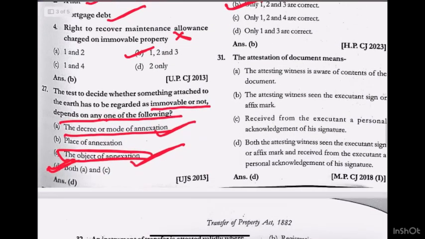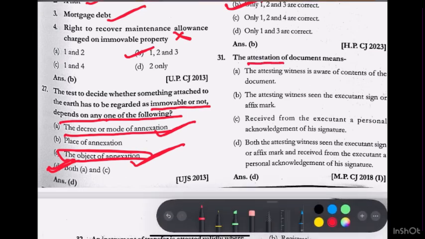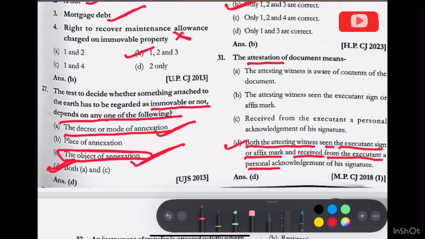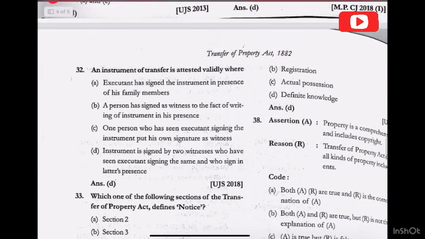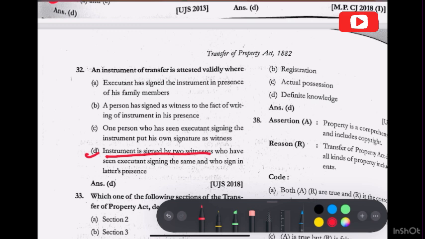Let's move on to question number 31. The attestation of a document means, the correct answer of this question is option D. Both the attesting witnesses have seen the executant sign or affix marks and received from the executant a personal acknowledgement of his signature. So the correct answer is option D. Let's move on to question number 32. An instrument of transfer is attested validly where the right answer will be: the instrument is signed by two witnesses who have seen the executant signing the same and who sign in his presence.